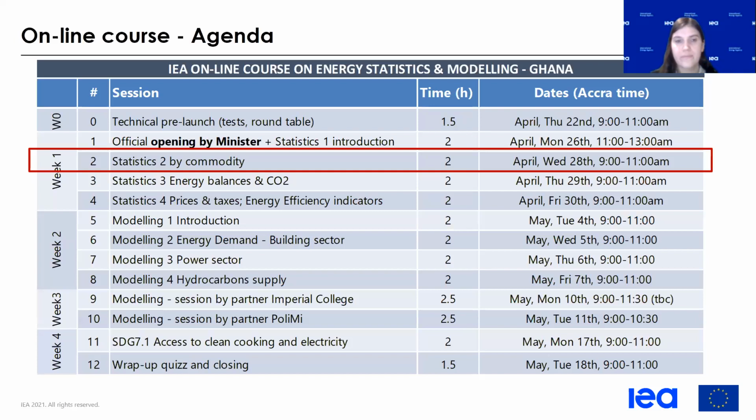So the agenda is that today we are doing the second statistics webinar, on statistics by commodity. Tomorrow we will look at the energy balances and CO2 emissions. Then on Friday, we will look at prices and taxes and energy efficiency indicators. Then next week, you will look at the modeling, where you will have 4 modeling sessions with IEA experts, and then you will have 2 modeling sessions the week after, the third week, by our partners from Imperial College and Polyme, and then in the 4th week there will be a session on SDG 7.1 and the wrap-up and quiz.